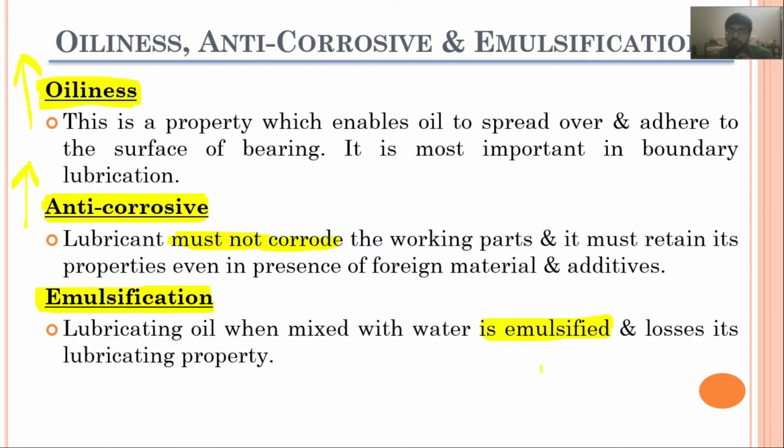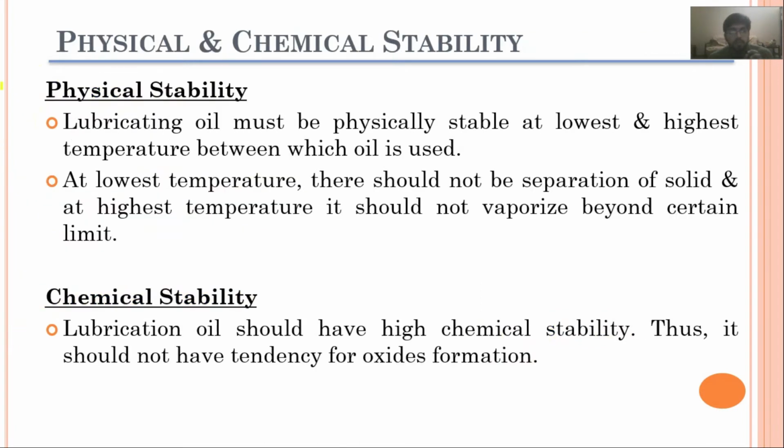Therefore, emulsification of a lubricant oil should be low. It should have de-emulsifying properties. It should not make an emulsion. If your lubricant oil is making an emulsion, then it will lose its lubricating properties much earlier and it will not provide proper lubrication. Moving forward, the next property is physical stability.